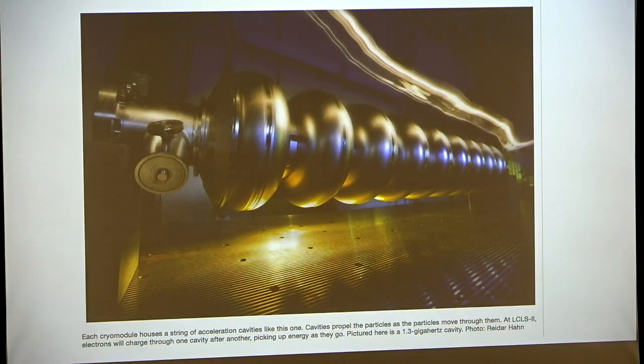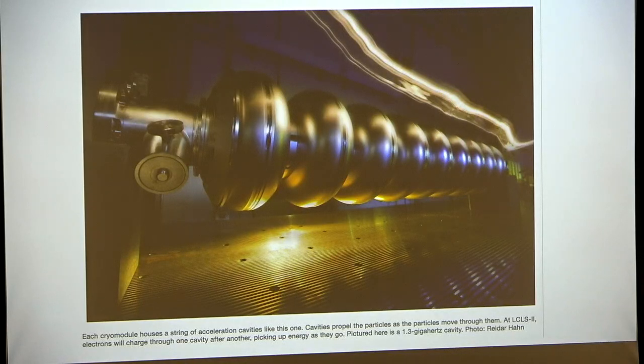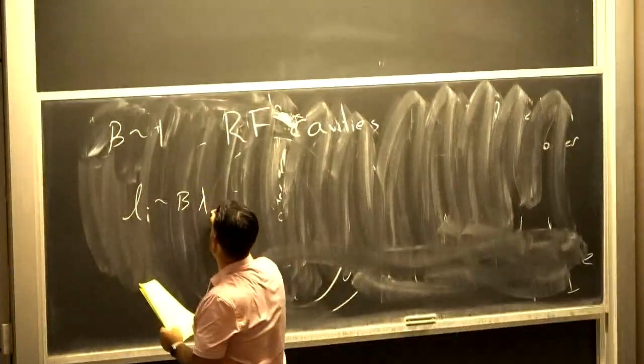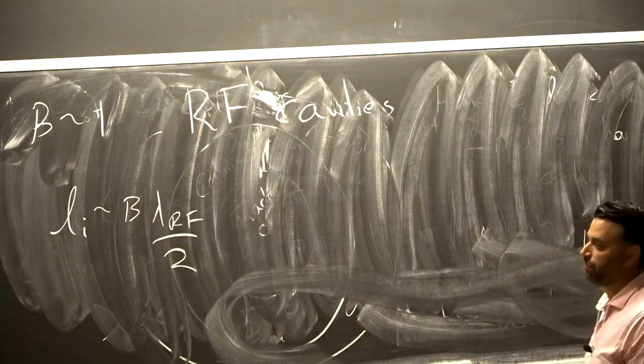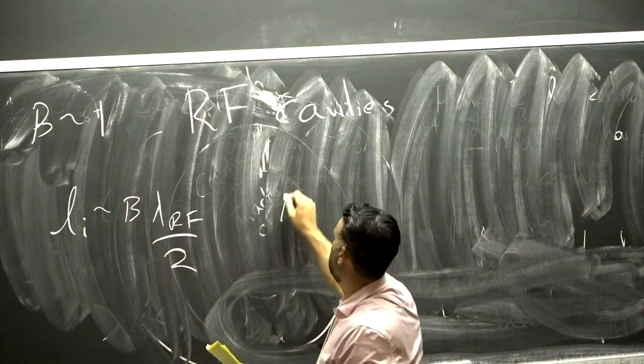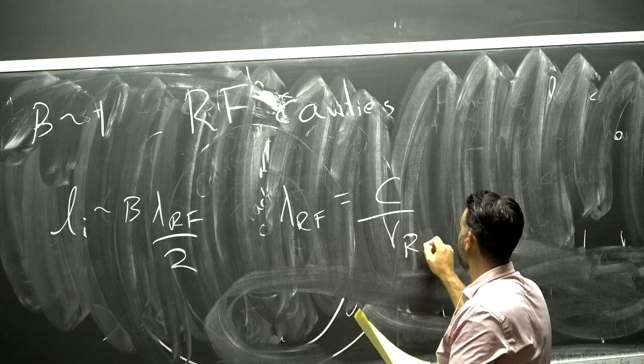Now, we can also see what's the natural size of these things. So this is an RF cavity for, it says here, LCLS-II. So this is the LINAC coherent light source, okay? And so for beta approximately of 1, my drift space needs to be beta lambda RF over 2. Okay, it says on there that this is a 1.3 gigahertz cavity. So my lambda RF is just going to be c over my RF frequency.